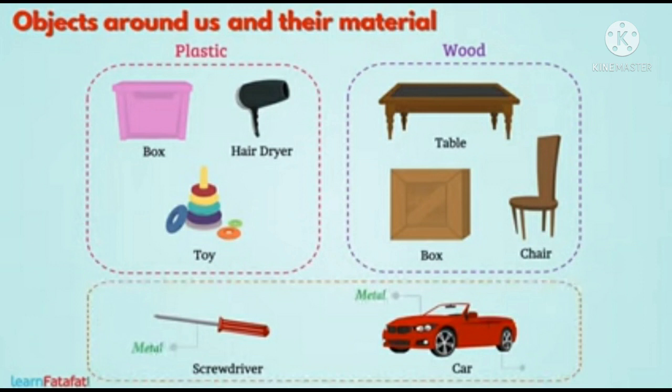So, we will identify the materials from which it is made. Here, plastic is a material and is made for many objects like box, hair dryer, toy, etc. Wood is a material and is used for making many objects like table, box, chair, etc. In the case of screwdriver and car, these are objects and these are made up of a combination of more than one material. So children, today we learned about what are objects, what are materials and how they can be classified into different ways based on some properties.